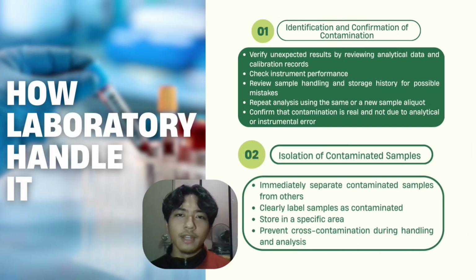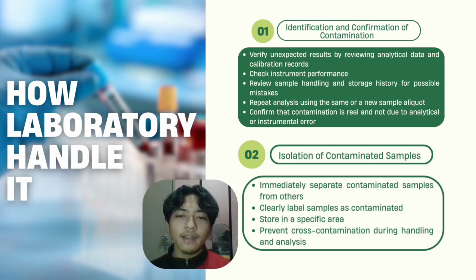Next, we go to how the laboratory handles sample contamination. The first step is to identify and confirm whether the contamination has actually occurred. Unexpected or abnormal results are verified by reviewing analytical data and calibration records. Instrument performance is checked to rule out technical issues. The laboratory also reviews the sample handling and storage history to identify possible mistakes. The analysis is repeated using the same or a new sample aliquot. This is to ensure that the contamination is real and not caused by analytical or instrumental error.